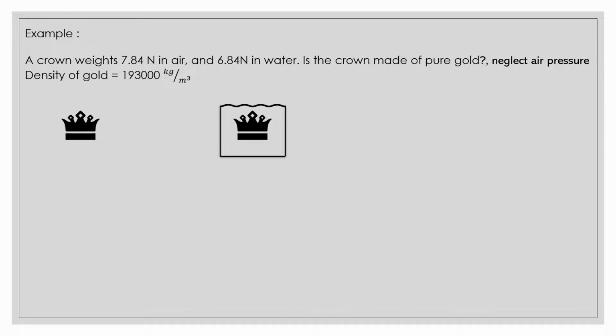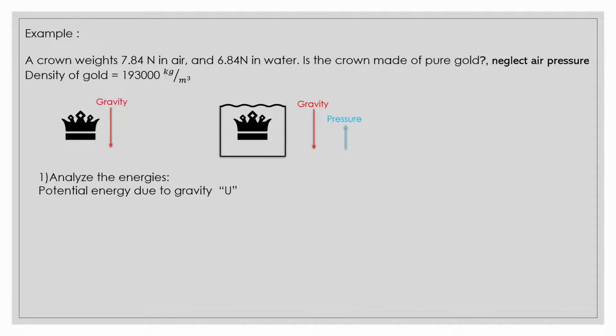Let's follow the procedure. 1. Analyze the energies. Looking at the first diagram, we can see that the only energy present is the potential energy due to gravity. Looking at the second diagram, we can see that we also have potential energy due to gravity, but now we also have potential energy due to pressure. We can see that nothing is moving, therefore the kinetic energy is 0.